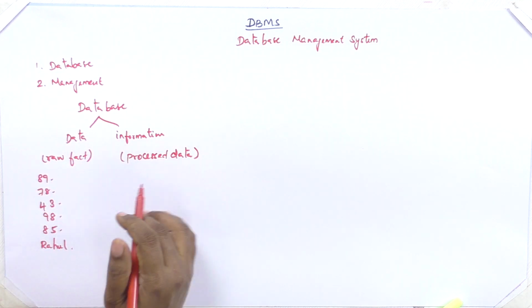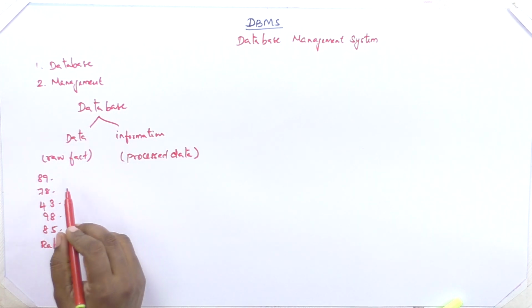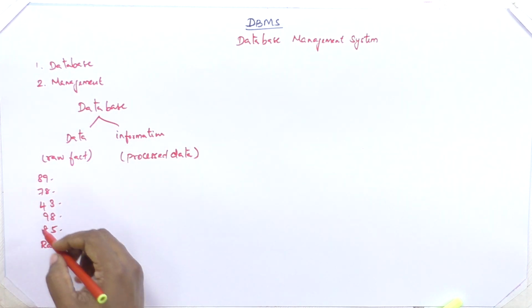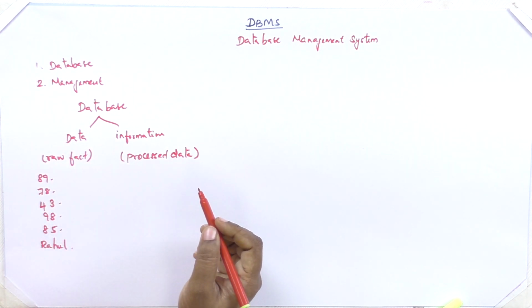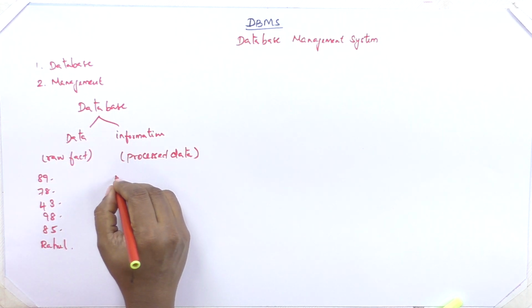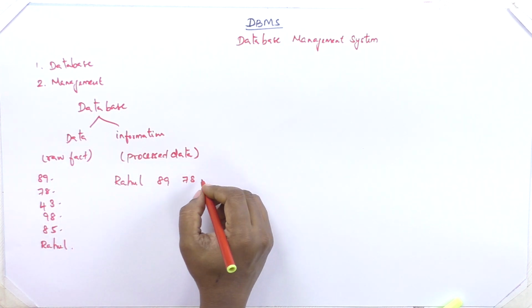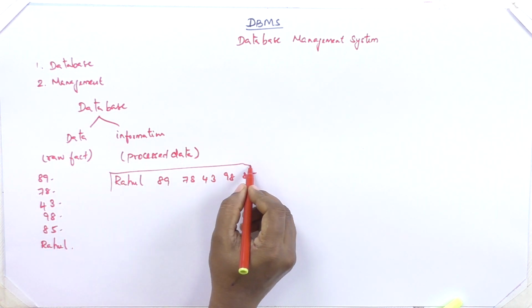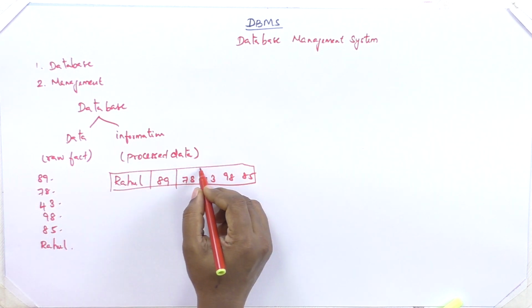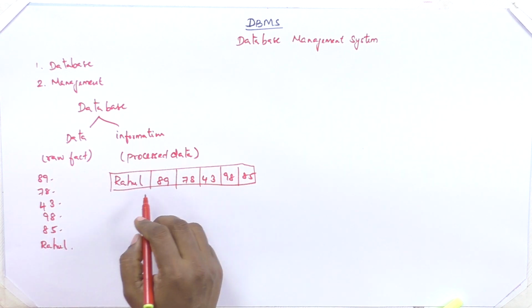So 89 is a number. We know 89 is a whole number, and we know 78 is a number, and Rahul is a string, but we do not know what it depicts. But when we process this and relate the data, we get information, where we say Rahul is the name of a student and he secures these marks in different subjects. So this is an interconnection between the data. When we say it is information, we are processing it and we identify the relationship between them.